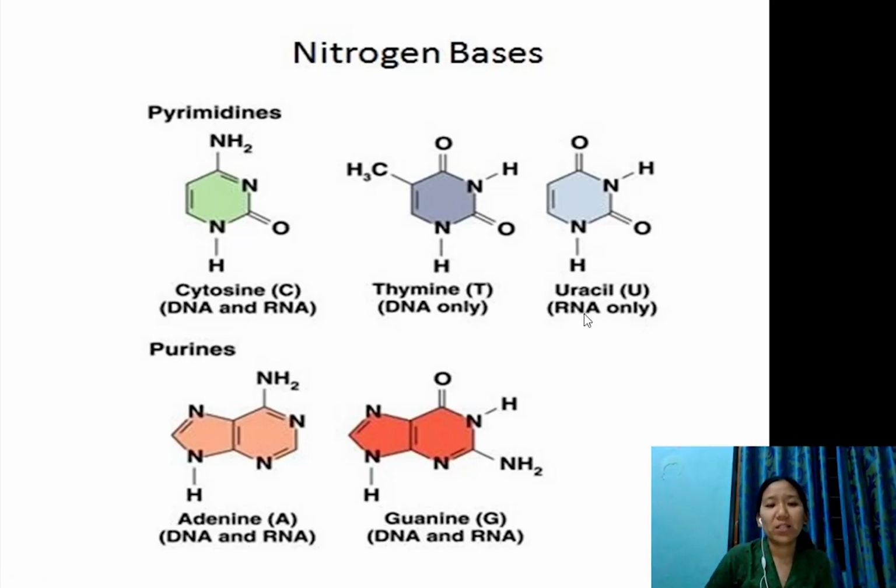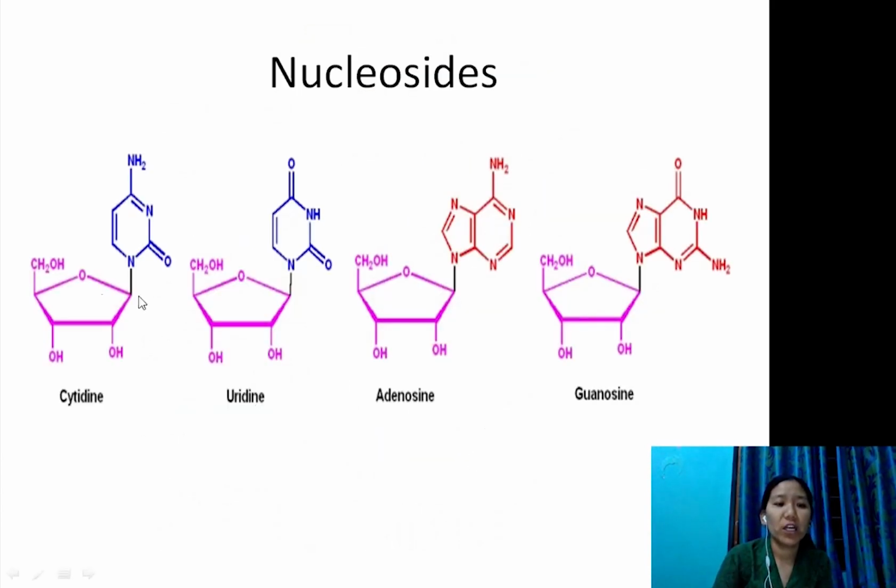This nitrogen base forms a bond with the pentose sugar. When it forms a bond with the sugar, it forms a nucleoside. Okay, so that sugar here is a pentose sugar. Pentose sugar means sugar made up of a 5 carbon compound. So carbon number 1, carbon number 2, carbon number 3, 4, and 5. So there are 5 carbons here. Ring structure you can see, this is a pentose sugar. When this pentose sugar is linked with a nitrogen base, then we get a nucleoside.